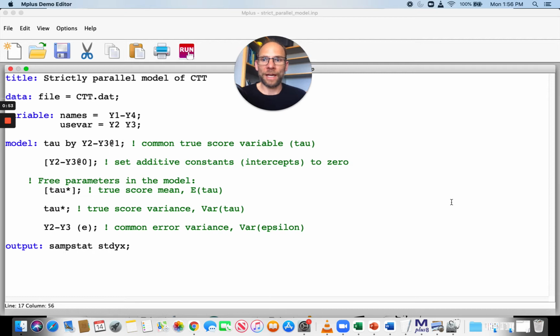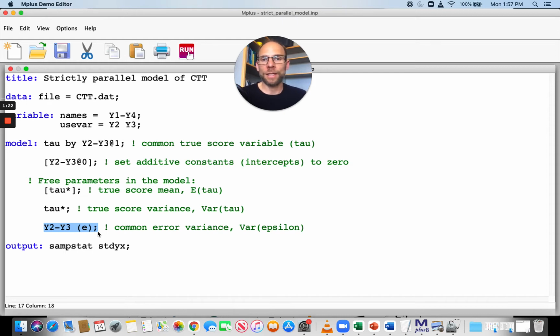So this input file here is for the strictly parallel model of classical test theory. You can see in this model all the factor loadings are fixed to 1. All intercepts are fixed to 0. There's only one common mean. This is the parameter here, the tau, the factor mean. And then there's the tau factor variance, the true score variance parameter estimate, and then also there is a common error variance. So the error variances for the indicators are set equal under the model.